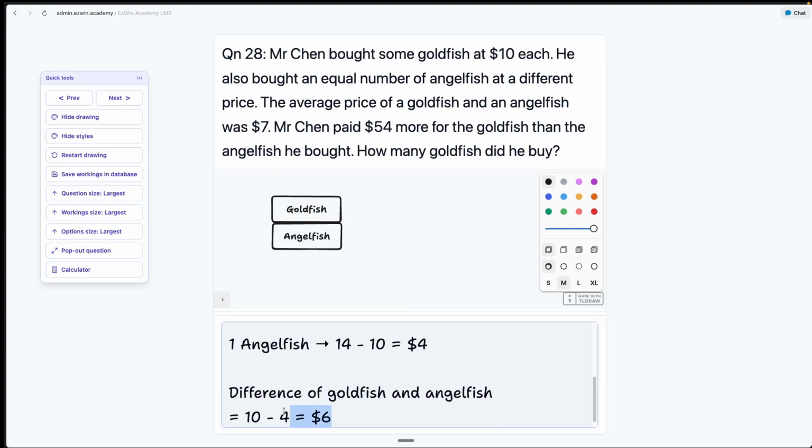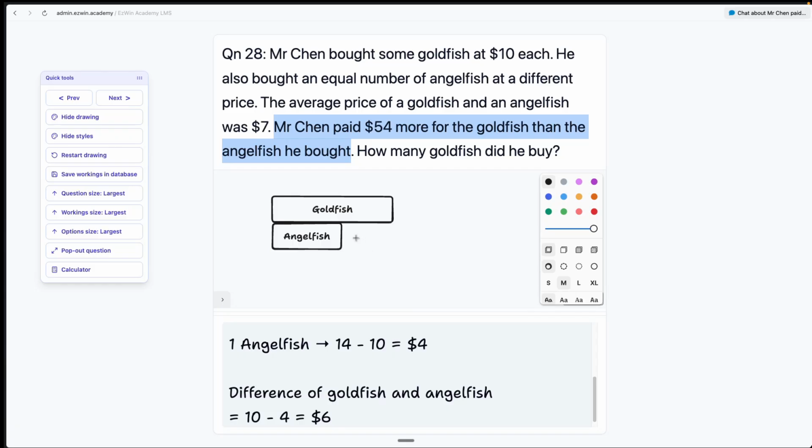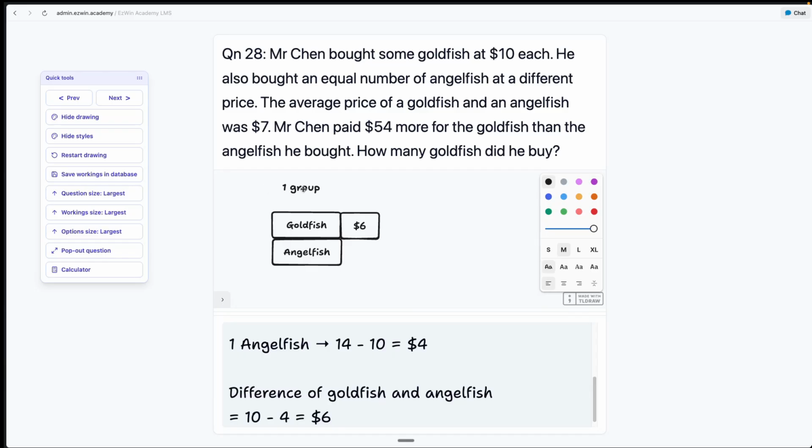So why we are getting the difference is because Mr. Chen paid $54 more for the goldfish than the angelfish he bought. So what this means is that the goldfish is $6 more, right? Or the easiest way, let me just put like this. This is just $6 more, right? So I'm going to put here $6. Okay, so we know that in one group over here, so this is one group, the difference is $6. That's what I see over here. So one group is $6 difference.